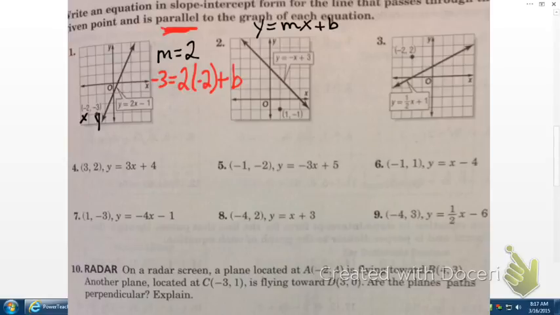And now we're going to solve for b. So this is going to give me a negative 4 here. I'm just working this out. Then you would add 4 to both sides. You would have a positive 1 is equal to b. Okay? So far, so good.